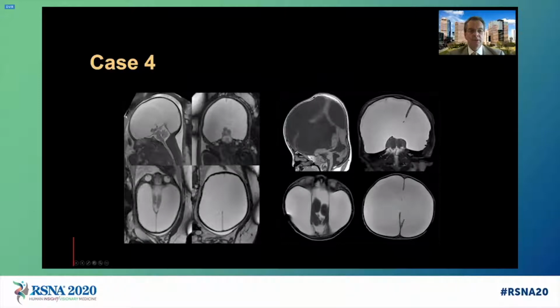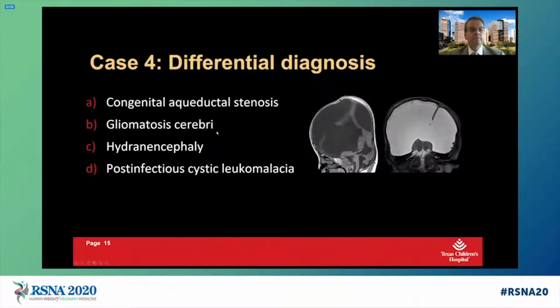On the T2-weighted imaging, on the fetal MRI, you see that basically the entire cranial vault, the supratentorial space, is filled with fluid, T2 hyperintense fluid. We see some residual thalami, maybe a little bit of basal ganglia, and a relatively normal vermis, as well as brain stem. This is, of course, confirmed on the postnatal imaging.